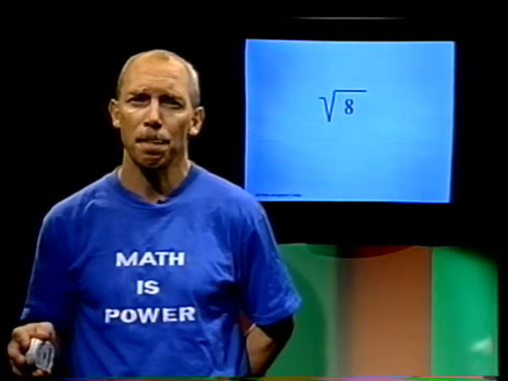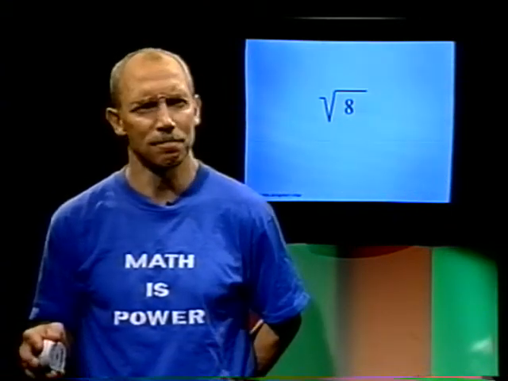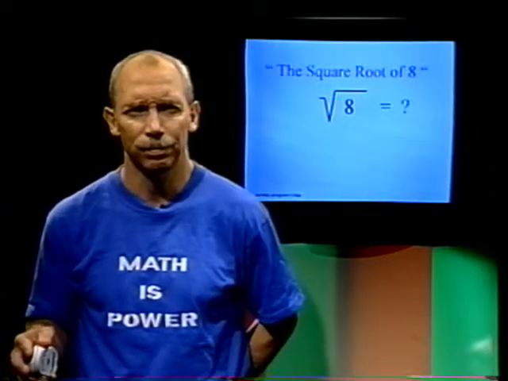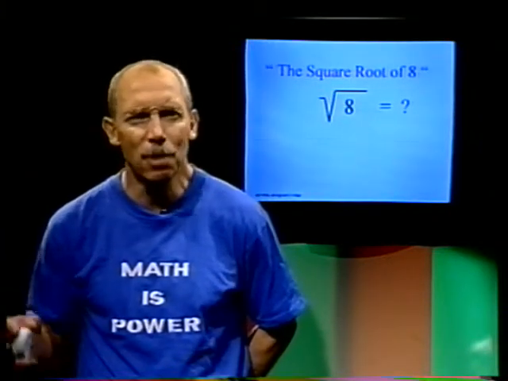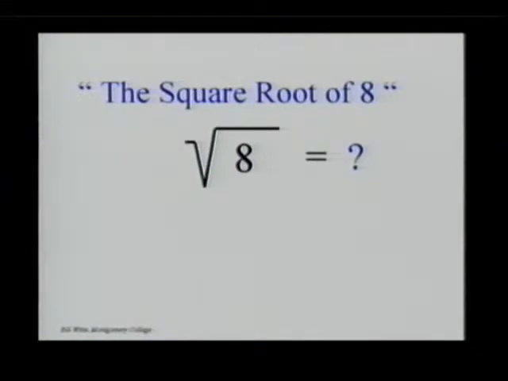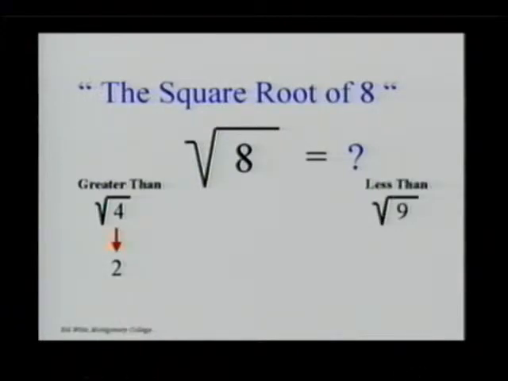What about the square root of 8? Well, anything that we know that's close to the square root of 8. The square root of 4 is smaller than the square root of 8, that's for sure, because 4 is smaller than 8. So the square root of 8 is bigger than 2. And it's less than, the square root of 8 is less than the square root of 9, which is what?